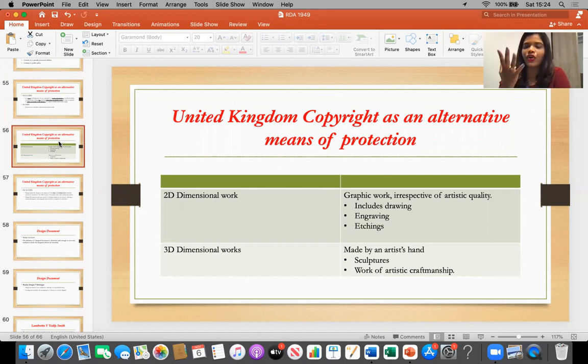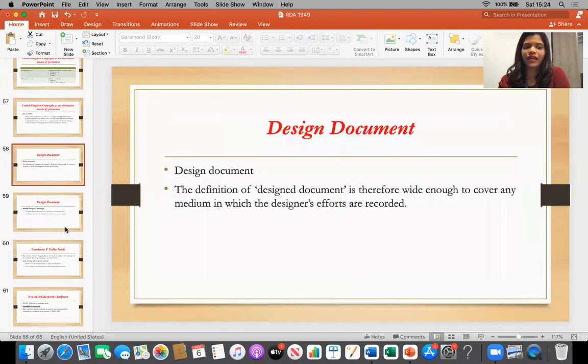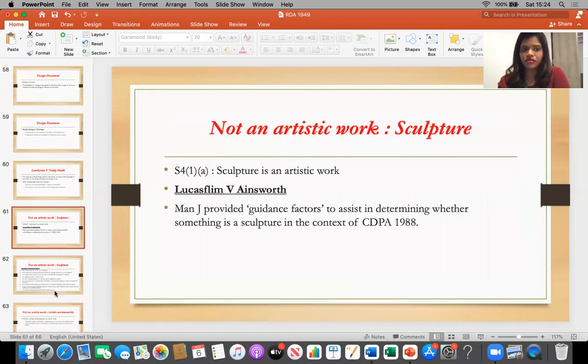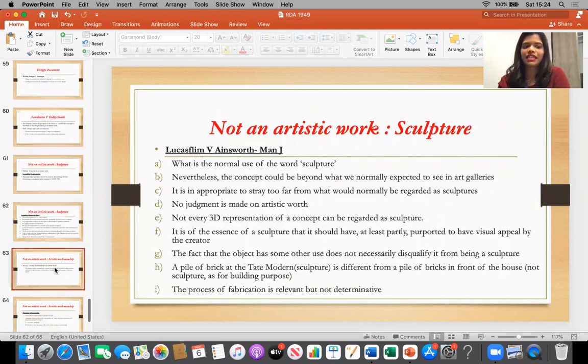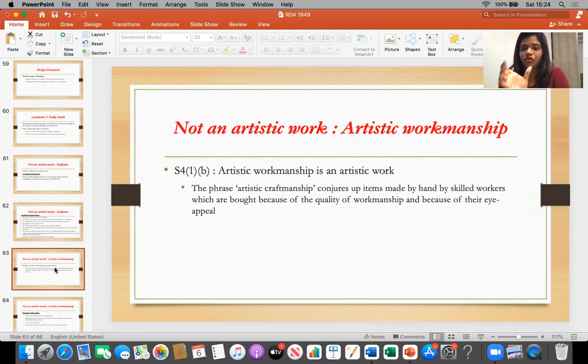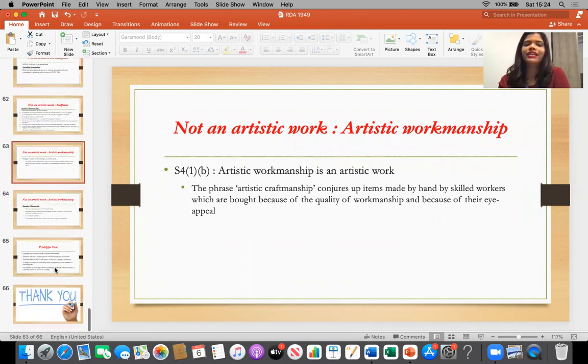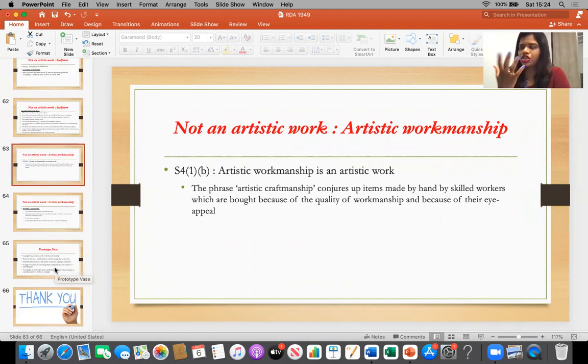If at all you get drawing, engraving, etching, it's a bit easier to satisfy the court. Then you just have to show whether it is a sculpture; you have to ask yourself this question. Basically, when you look at artistic craftsmanship, you look at these two terms. Usually you'll get about one page of answer, but you just have to show this first. In every problem question, you will have to explain this first before moving to unregistered design rights.